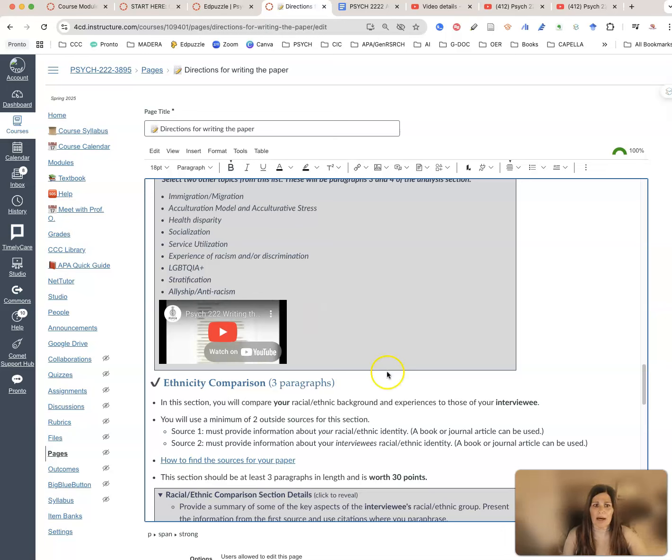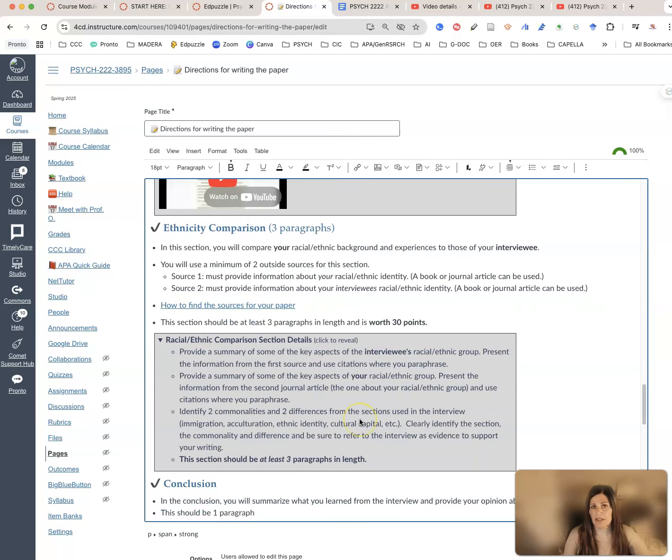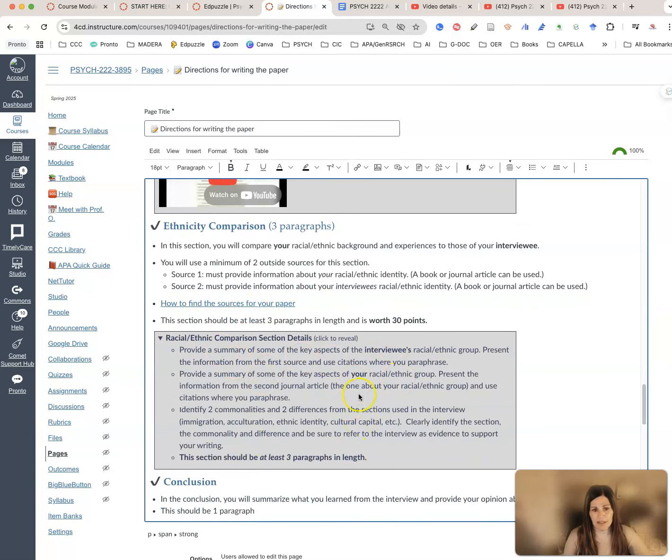Well, what do I talk about? That would be a good place to go back to, because those are all covered in our textbook. Really, if it's covered in the textbook, it's fair game for this section. So 3 paragraphs. What's in the 3rd paragraph? That's the comparison. The first one is about the interviewee's group, the 2nd paragraph in this section is about yours, and the 3rd is sort of a combination, comparing the 2.